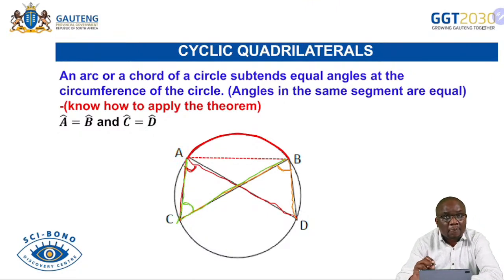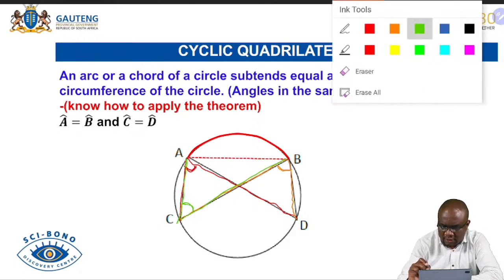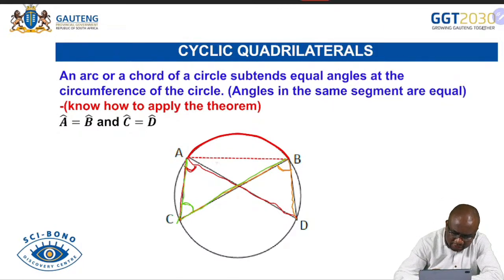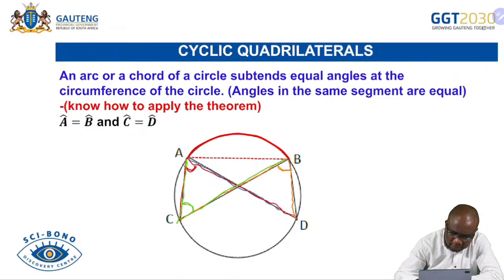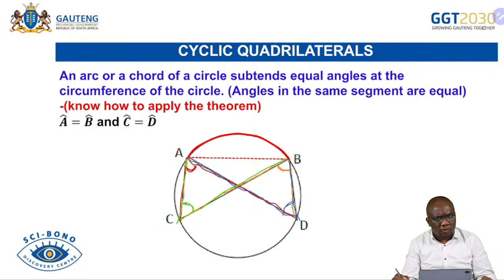C and D, they are subtended by the same chord. Right, and then there's another one. This one. Angle D. You see that? Subtended by the same chord. The angles subtended by the same chord of a circle at the circumference are equal. Don't forget that. We're going to apply that very soon.